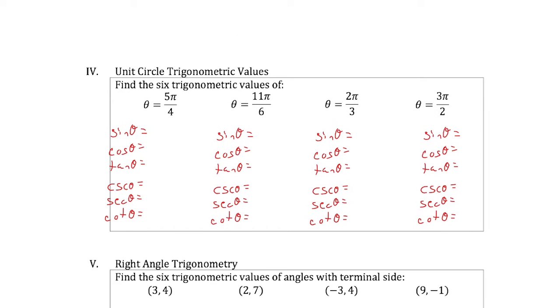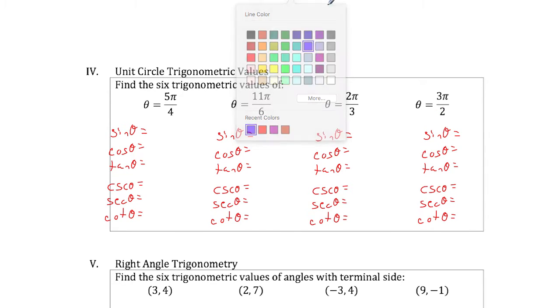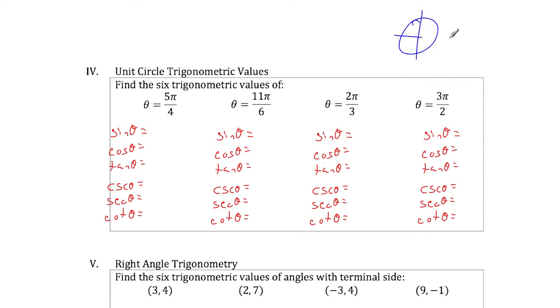Okay, 3 pi over 2. If you think about what the unit circle is, 3 pi over 2 is right down here, and this is the point (0, -1). So the sine is that y value, negative 1. The cosine is 0. Tangent is y divided by x, so negative 1 divided by 0 is undefined.